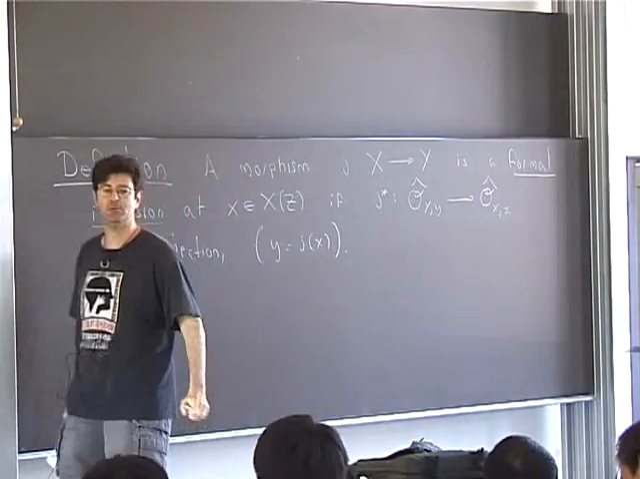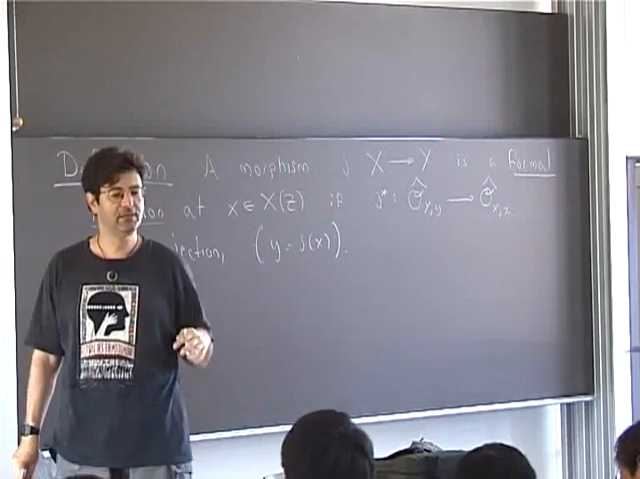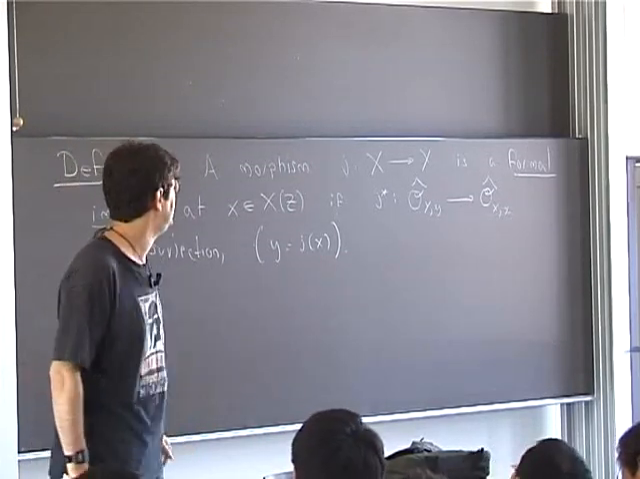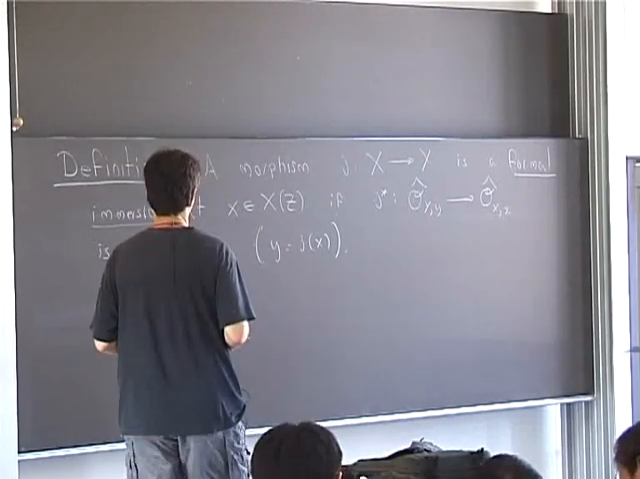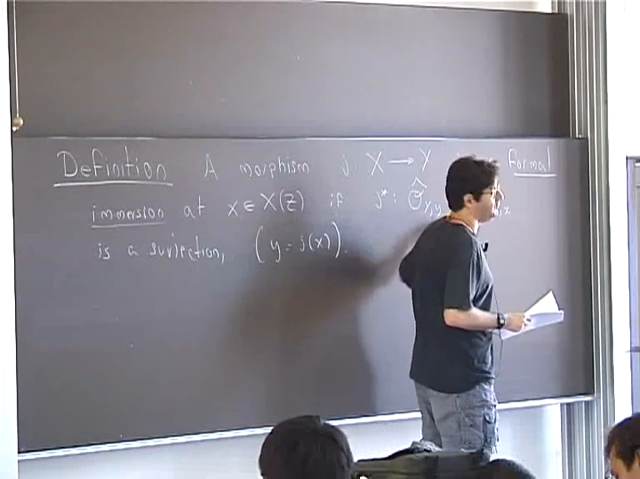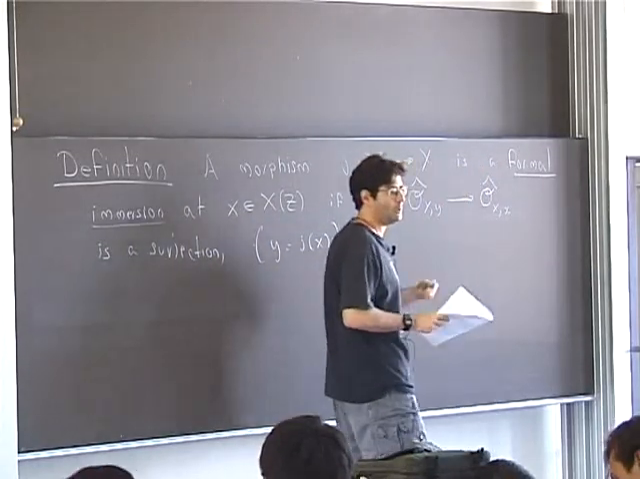And so it captures the idea that the map should be injective in a formal neighborhood of x. So in a formal neighborhood of x, the map j should be injective. At the level of local rings, it translates into a surjection of the local rings.